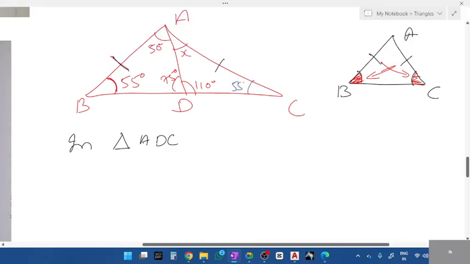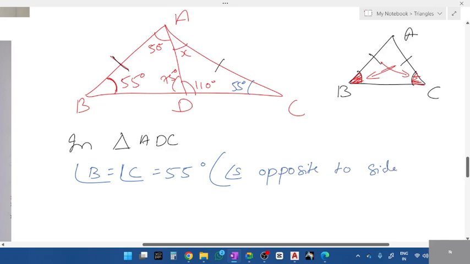55 degrees. Both are 55. Just mention angle ADC. Angle B plus angle B is equals to angle C. That is equals to 55. What is the statement you'll have to write? Angles opposite to equal sides are equal.